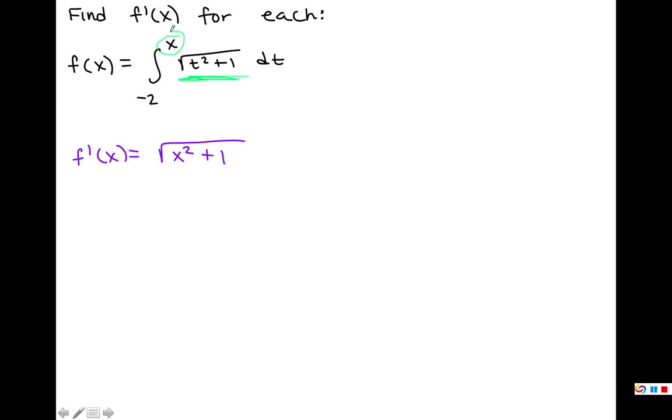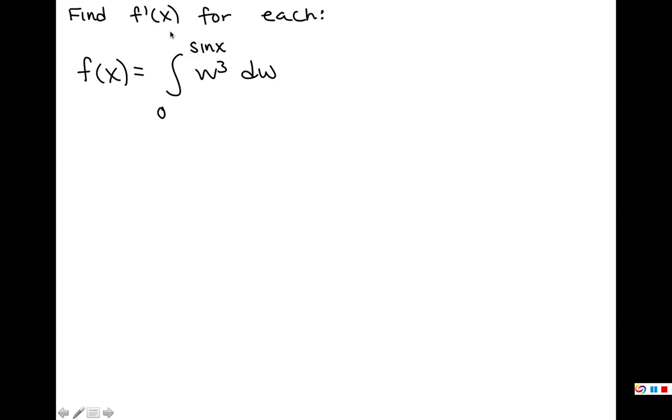All right, I think I have a couple more examples. So what if your bound of integration is a function of x and not just an x? This is where we're going to have to use the chain rule. And so let me first show you this problem the long way. So I have the function from 0 to sine x of w to the 3rd, and the goal is to find the derivative of this antiderivative.